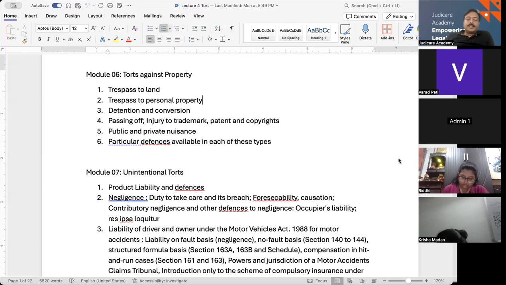Rylands v. Fletcher, 1868. Rylands constructed a reservoir on his land that burst and flooded Fletcher's coal mine. Fletcher had not previously been aware of the reservoir. The flooding caused significant damage to Fletcher's coal mines. So the court ruled in favor of Fletcher, saying that Rylands was strictly liable for damage caused by his non-natural use of the land. I think we discussed this on day one also.